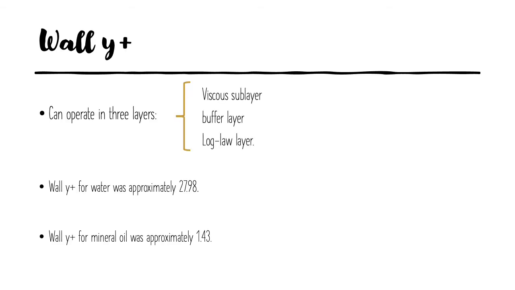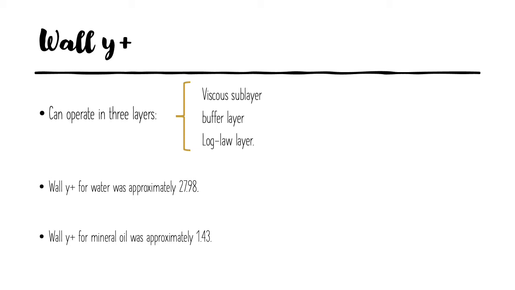The wall Y plus can operate in three layers: viscous sublayer, buffer layer, and log-law layer. In the viscous sublayer, the viscous effect dominates. The buffer is the transition between the viscous and the log-law layer, and log-law is when the turbulent sublayer dominates. To simulate, it's more effective to have Y plus values in the viscous sublayer, because the prediction is more accurate and the time is not a critical issue.